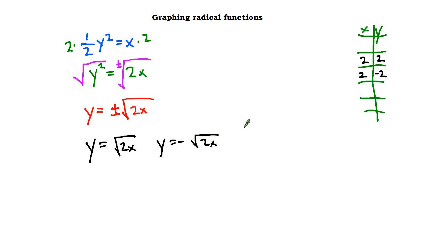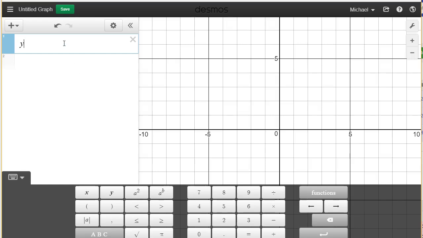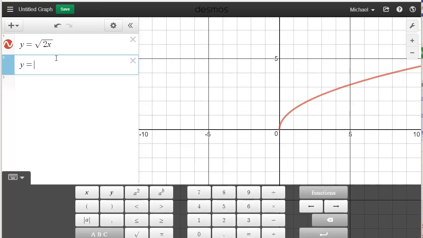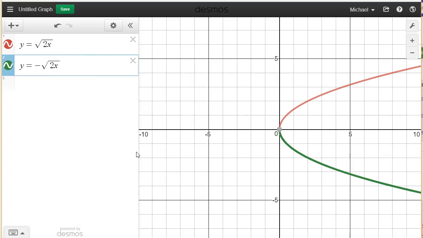We're going to put these on a graph, and I'm going to show you what they look like. You're just going to sketch the best that you can. Check out this result. If I type y equals square root of 2x, I get this. Let's make it a color, we'll call that one red. Then if I type in y equals negative square root of 2x, I get this. Let's make this one a different color, like green. Between the red line and the green line, I've got a parabola. That's kind of a neat result.